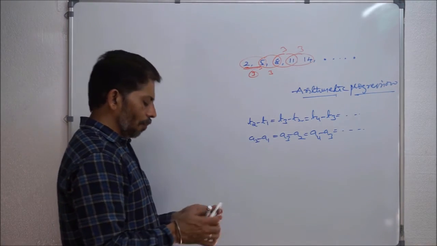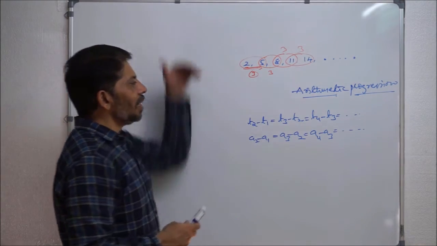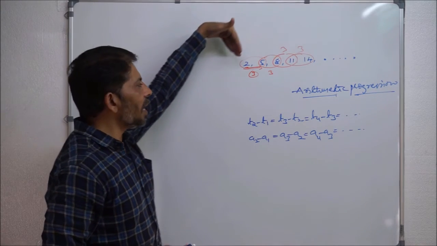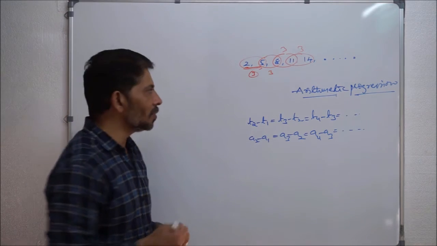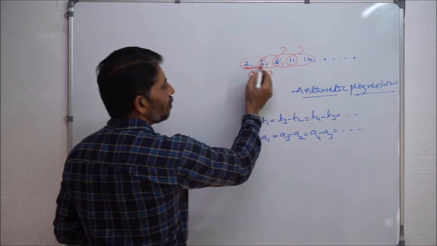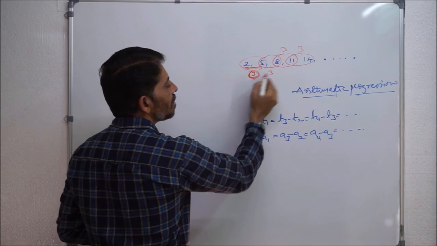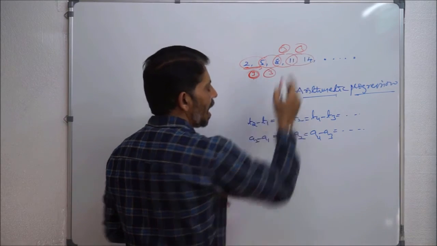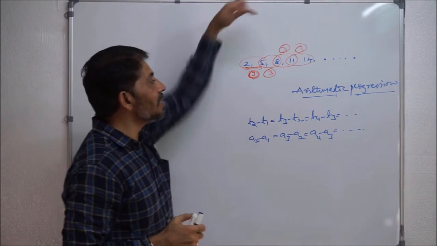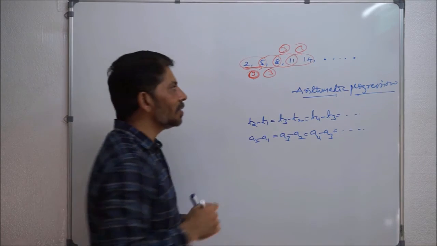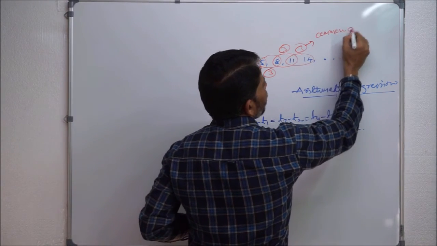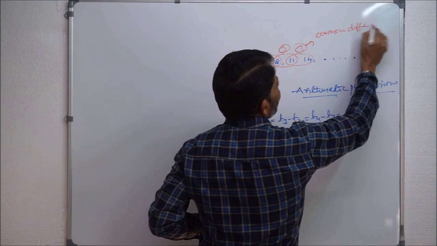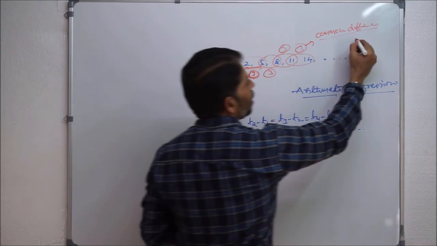Now coming to here, to get each term except the first term, we are adding a fixed number to its immediate preceding term. Here, to get the second term, we are adding 3 to the first term. The fixed number we are adding to get the next number is said to be the common difference. What do you call it? Common difference. Right? And usually it is denoted with D.